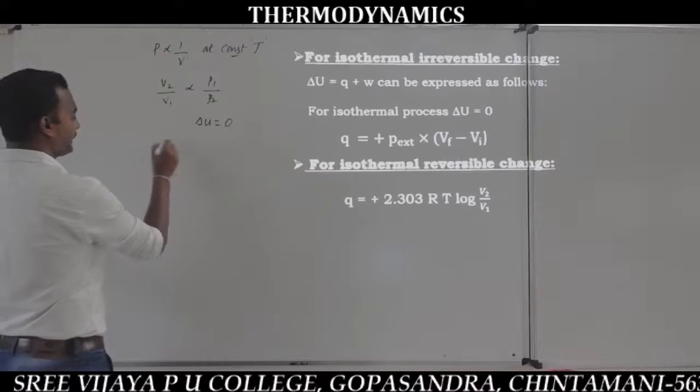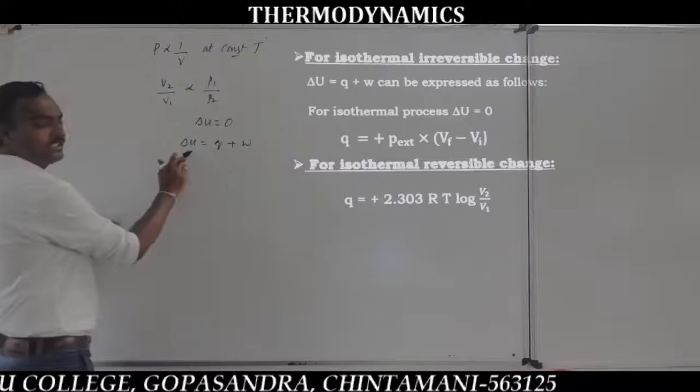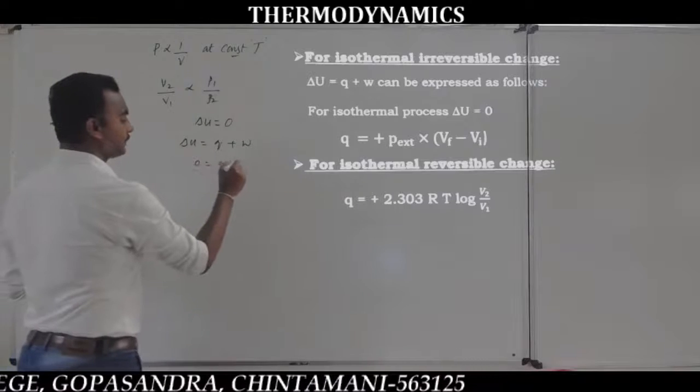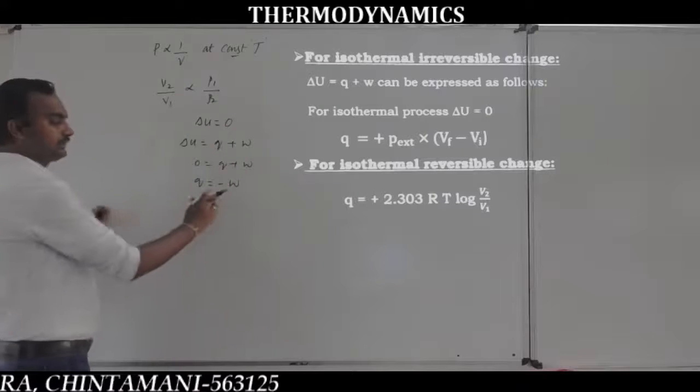So W is equal to 0. Delta U is equal to Q plus W. Delta U is 0, and 0 is equal to Q plus W. Therefore, Q is equal to minus W. So this is very, very important.